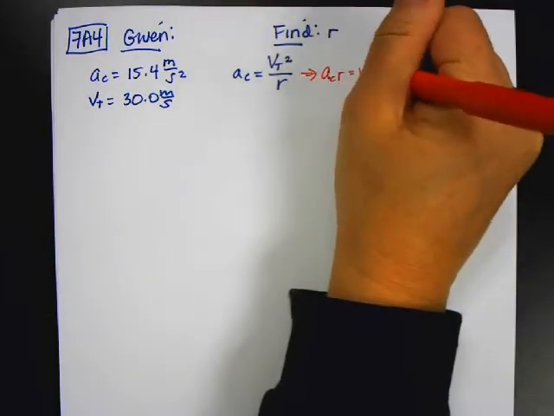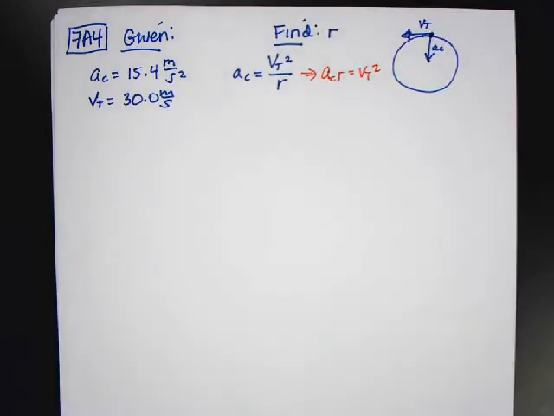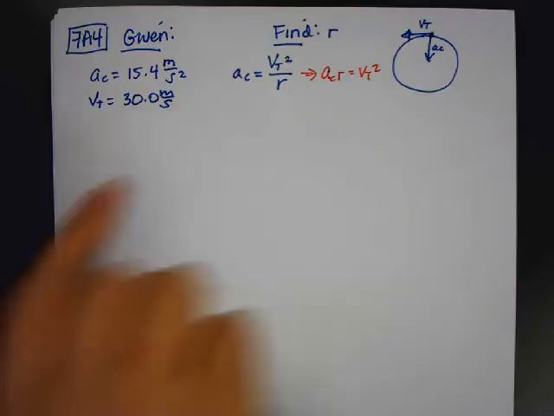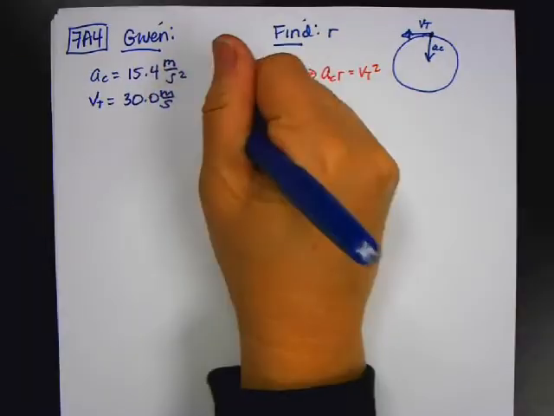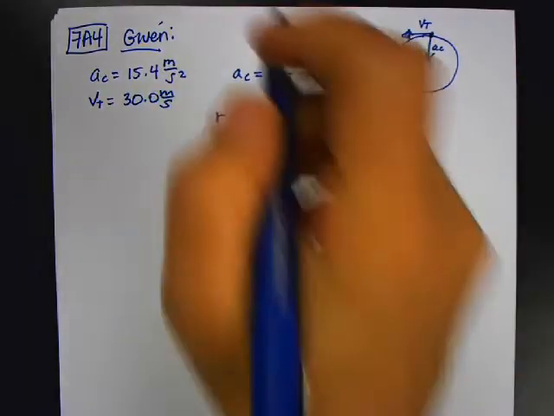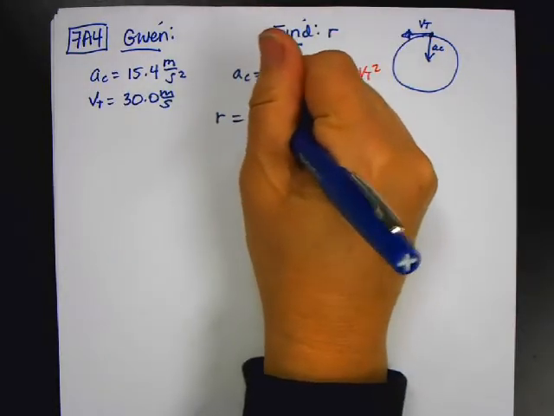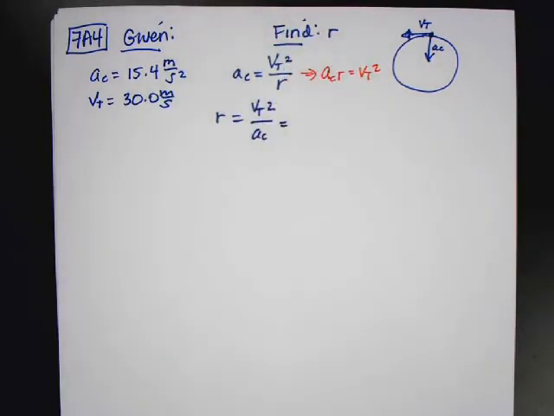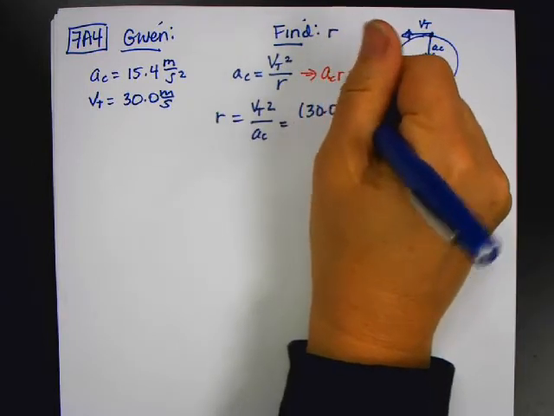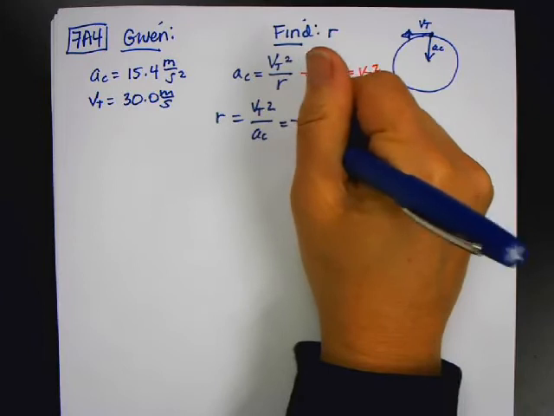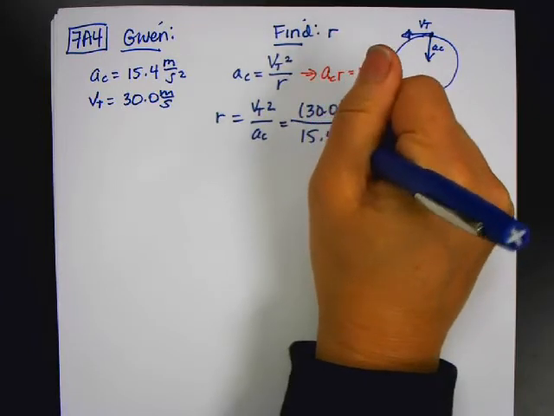Now, everyone doesn't have to do this. Everyone has a different math level. Then I'm going to divide both sides by a. So when I rearrange it, r is equal to vt squared over ac. Now I'm going to substitute in my values: 30 meters per second, squared, over 15.4 meters per second squared.